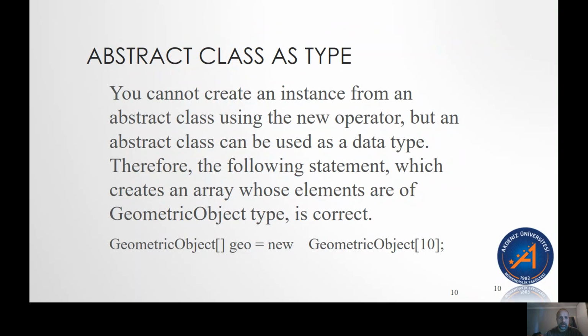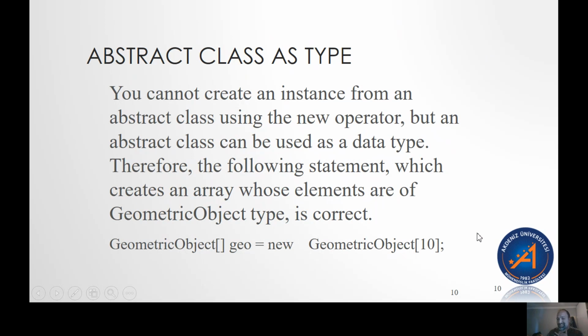So here, since we cannot create an instance, you can use it as a data type. Notice that we're not creating any objects of geometric object type. We're creating an array of memory locations that will hold geometric objects.